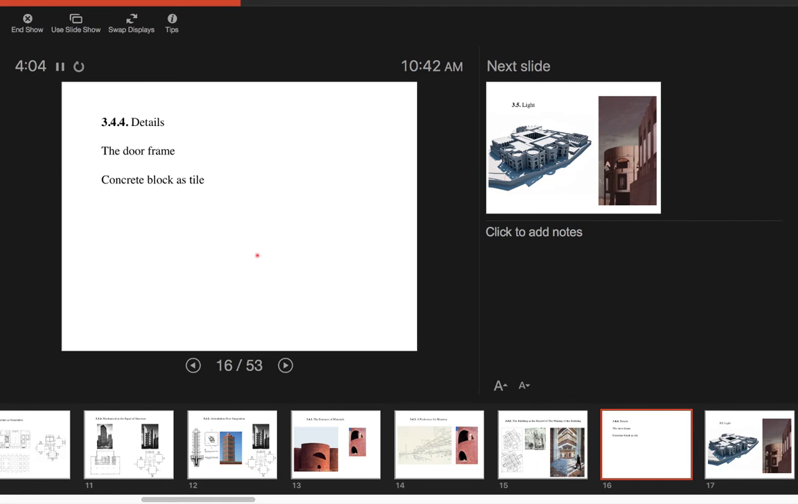Details. So I showed you the door frame and the concrete block as tile. If you look at the curving stair going down to the theater in Higgins Hall Center, you can tell somebody gave that to a junior person in the office to detail. So sloppy. In the door, the entrance to Higgins Hall Center, there's just no thought in that. Light.